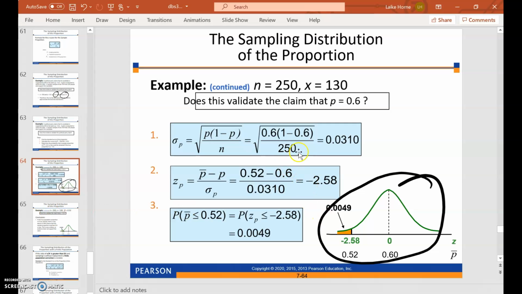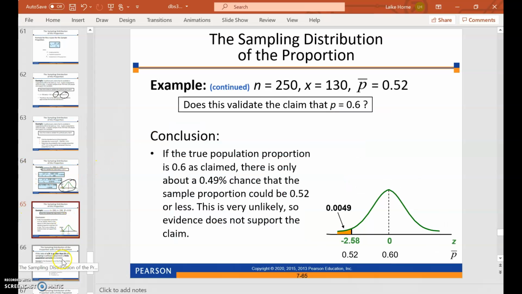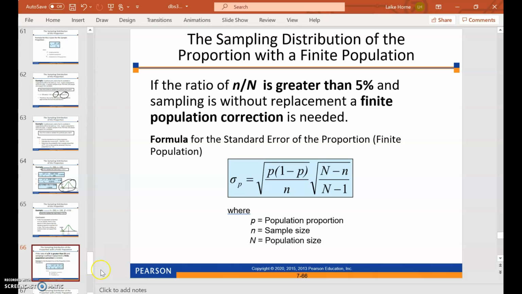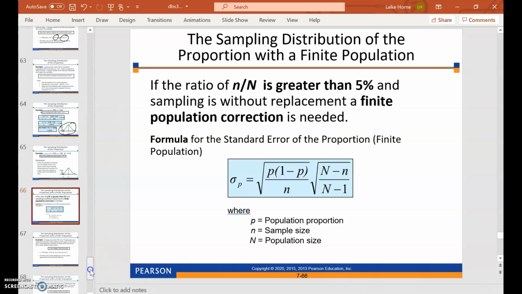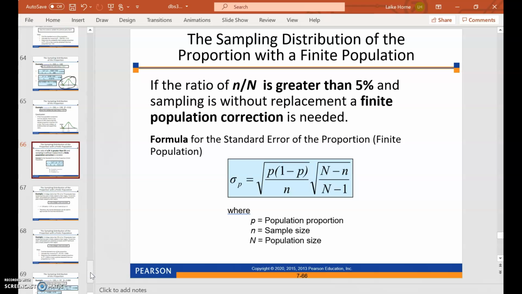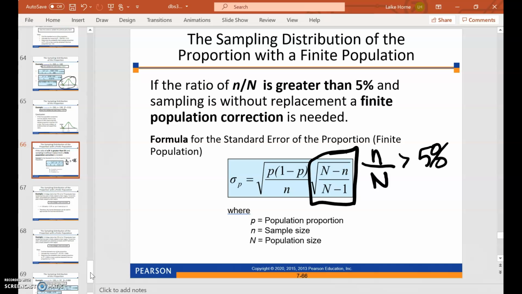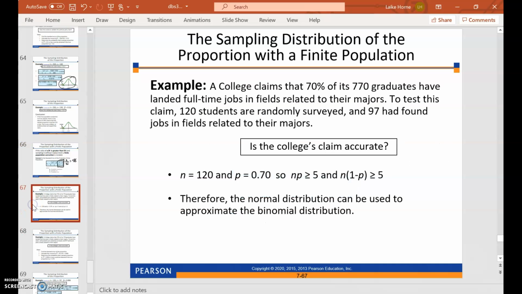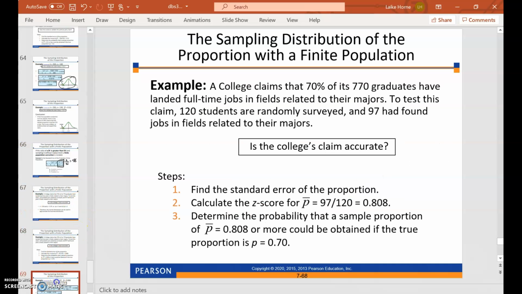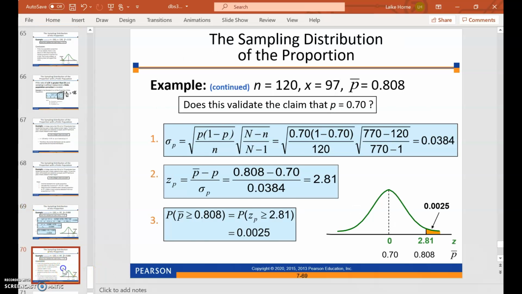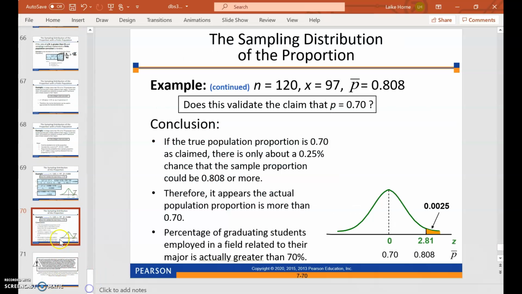The only difference is at first you're using proportions and you're making a claim about a proportion. And then you're going to have that same finite population correction factor. Remember, if the sample divided by the population is greater than 5%, then you have to add this part to your formula.